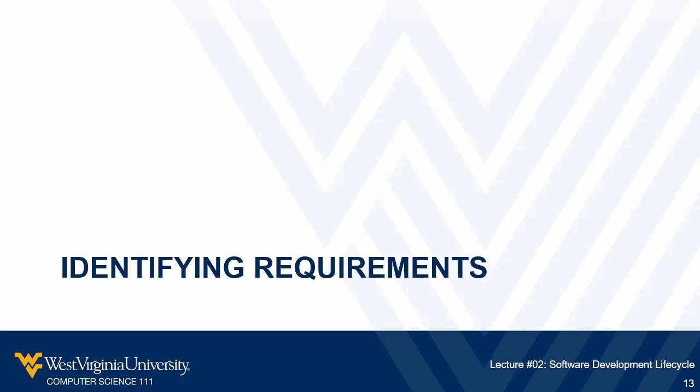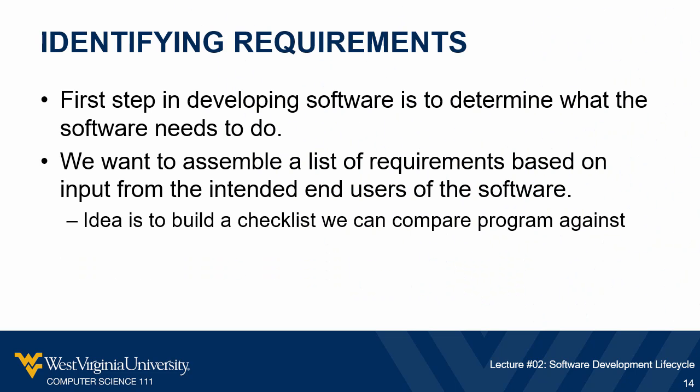Now that we've talked a little bit about some approaches for developing software, let's see how we can put things into practice here. We're going to start off with the beginning of the software development life cycle by identifying the requirements for our program. Our goal here is basically to figure out what exactly our completed project needs to be able to do. We want to build a checklist that we can compare what we've coded up against to make sure that we're doing everything it's supposed to do.